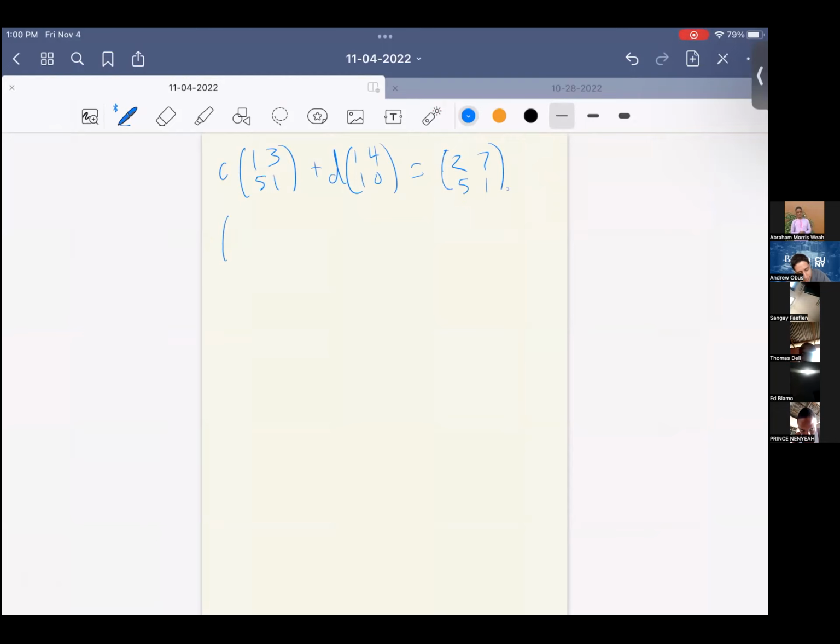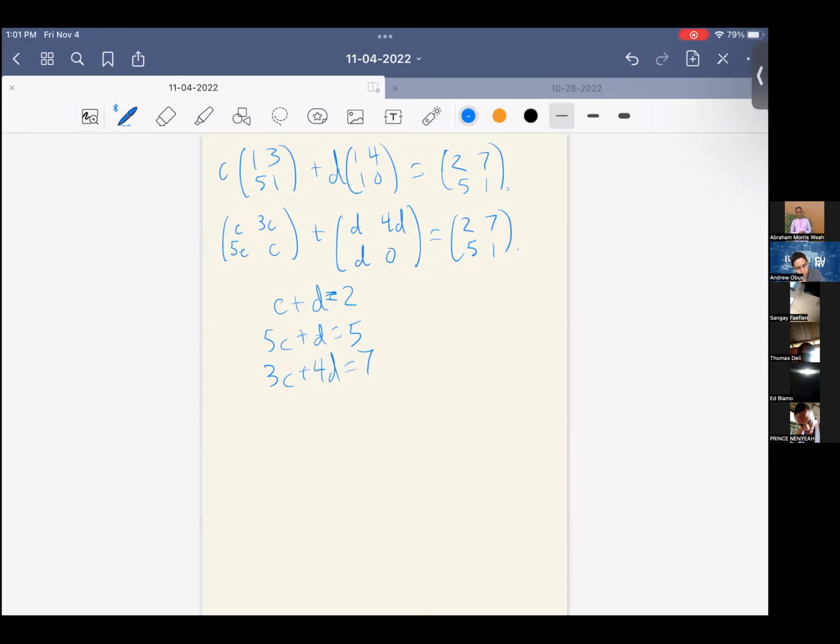So what we really have is a different equation. I could write this out by multiplying in the C and the D. So that's C, 3C, 5C, C, plus D, 4D, D, 0 equals 2751. Are you with me still? Yeah. Right. And so now we get a different equation for each position. For the top left, we get the equation C plus D equals 2. For the bottom left, we get 5C plus D equals 5. For the top right, we get 3C plus 4D equals 7. And for the bottom right, we get C plus 0 equals 1.